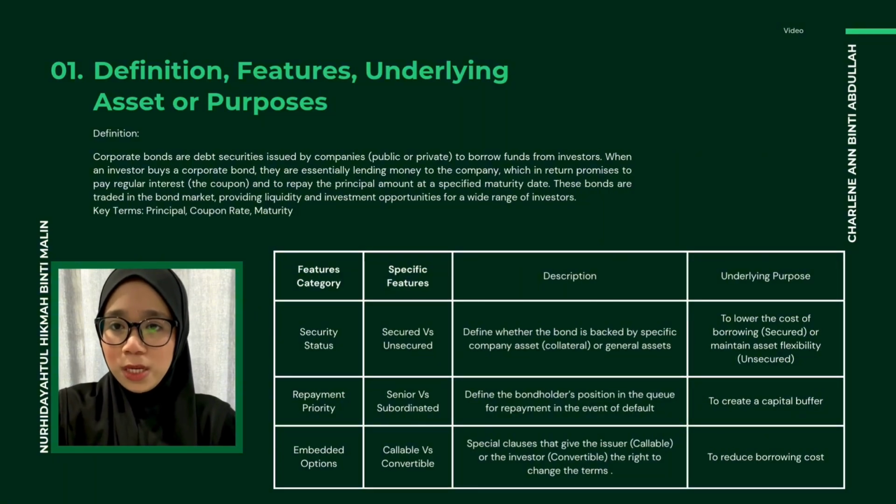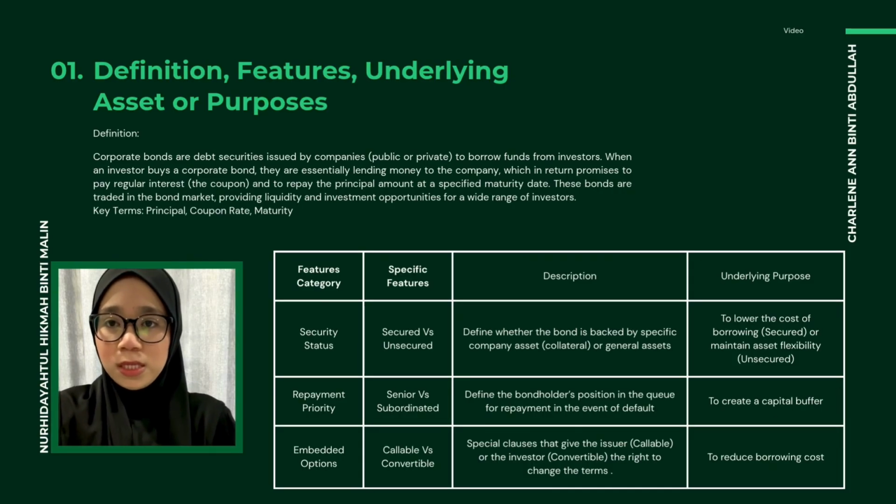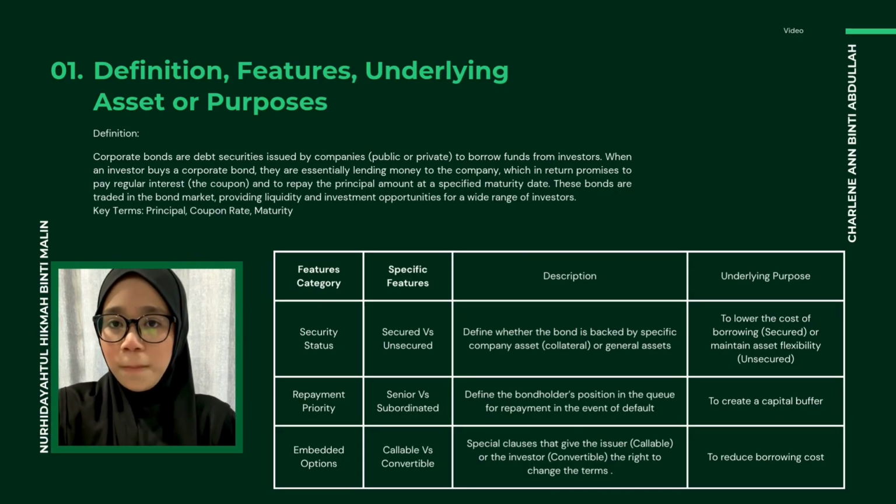This allows the company to issue subordinated debt to act as a crucial capital buffer, which is a layer of capital designed to absorb losses before the senior debt and deposits are affected, as well as absorb risk at a higher cost. Finally, the company can use embedded options to reduce initial cash payment.